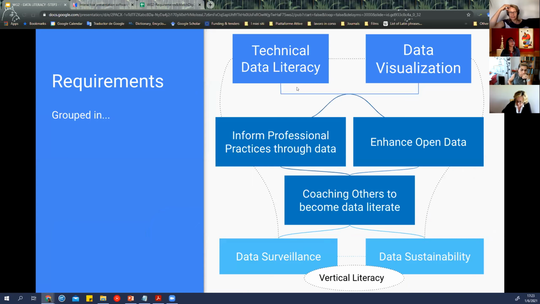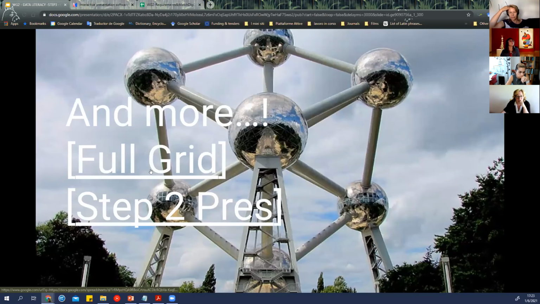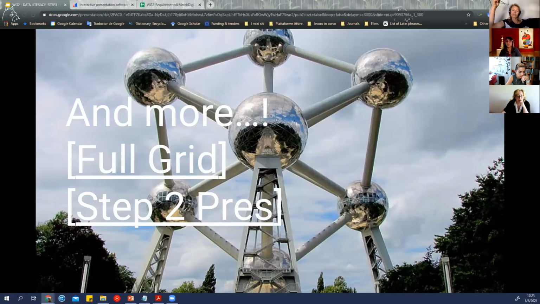At the beginning, we clustered the several data practices and requirements in 6 clusters: technical data literacy, data visualization, informing professional practices through data, enhance open data, coaching others, data surveillance, and data sustainability. And then I'm going to share with you through the chat the link to these presentations so you can have access to the full grid we produced, and the step 2 presentation, because this is the 3rd step.